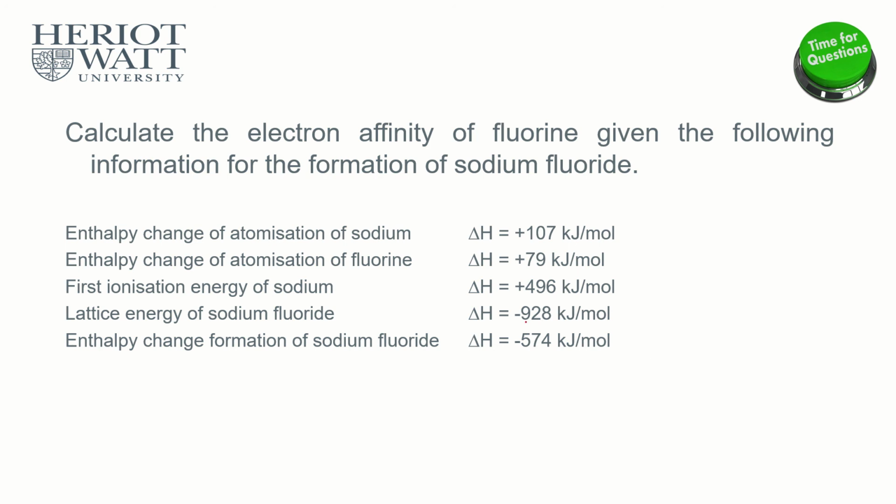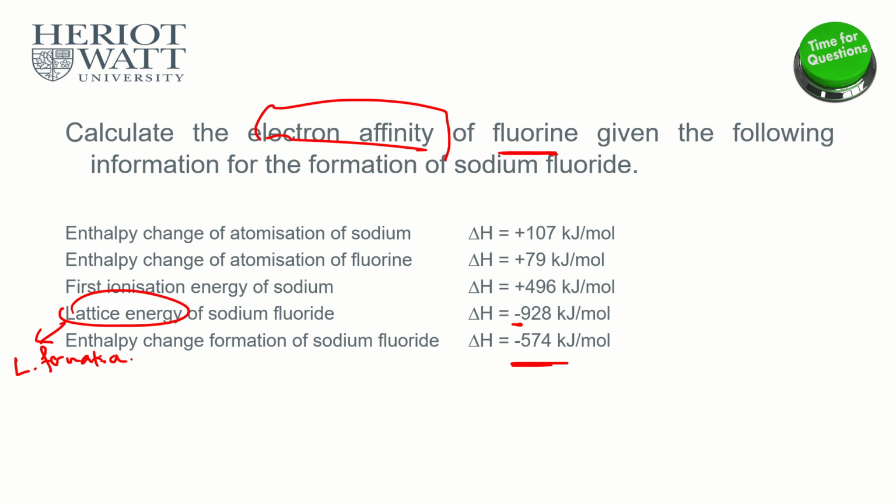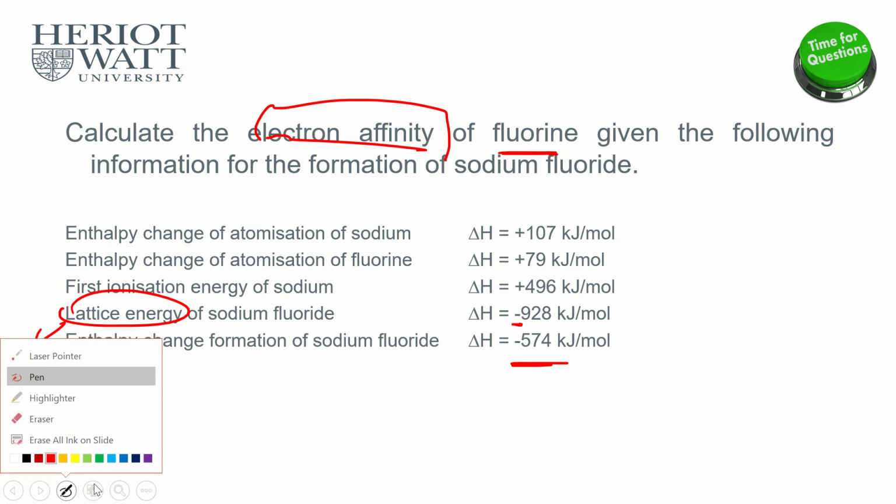See that? It's negative, which means this is actually lattice formation. You're forming 1 mole of solid, lattice formation. And then enthalpy change of formation of sodium fluoride, you get the formation value, which is this. Now, the only one missing from the Born-Haber cycle is actually the electron affinity of fluorine. So making use of the equation just now and the full Born-Haber cycle, you can get the electron affinity of fluorine. Okay, let me show you that.